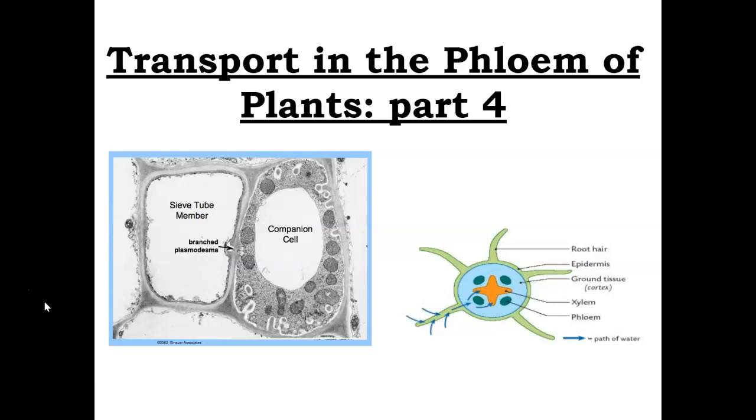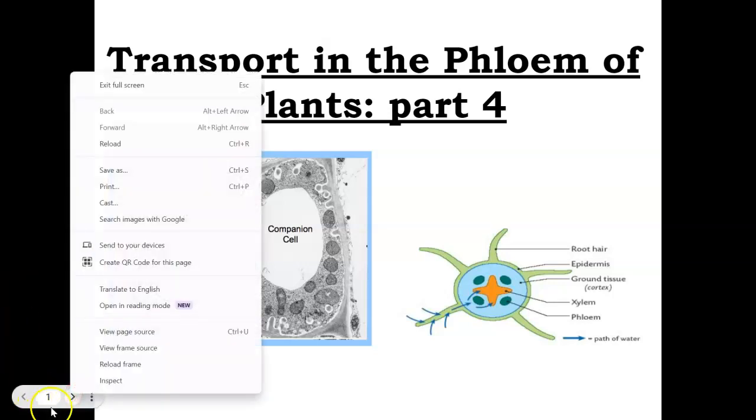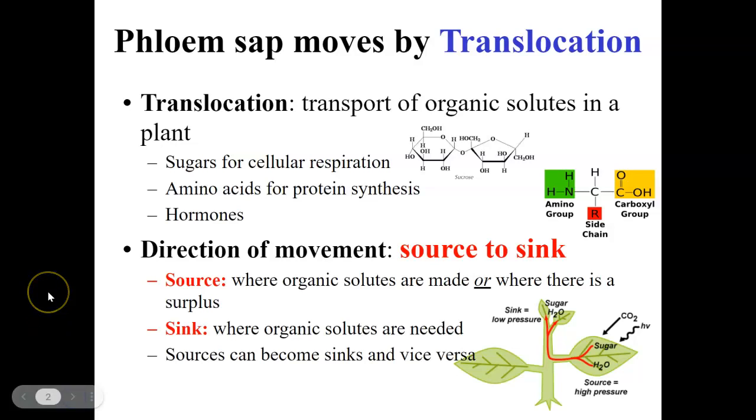The Part 4 notes will be on transport of substances through the phloem tissues of plants. Phloem sap moves by a process known as translocation. We have talked about translocation before. It means to move. So anytime you hear the word translocation, it means we're moving something.